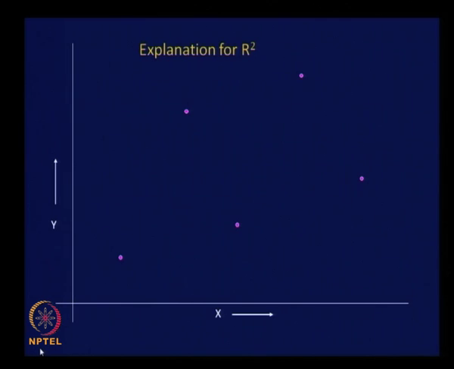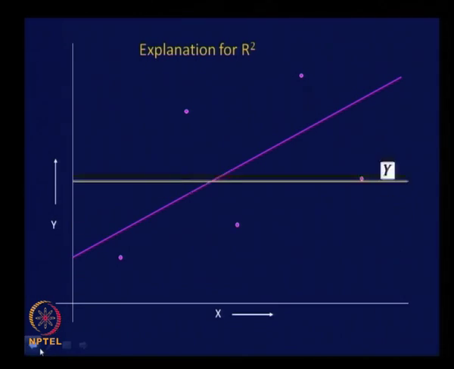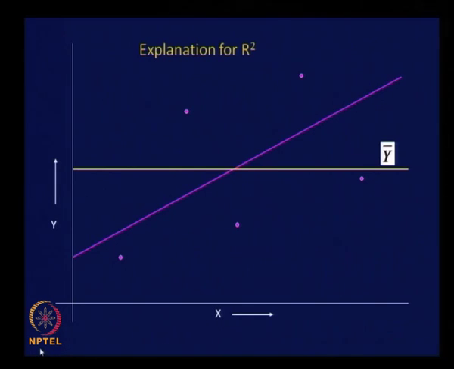Let us try to understand the concept with a simple data set involving just 5 observed points of x and y. That is what I have done here. I have made a scatter diagram pertaining to 5 points, is it not? And let us say this is the regression line which fits the 5 points reasonably well. Then let us say this is the mean value of the y observations, say y bar. Obviously it is a constant, so the line is going to be a horizontal line.